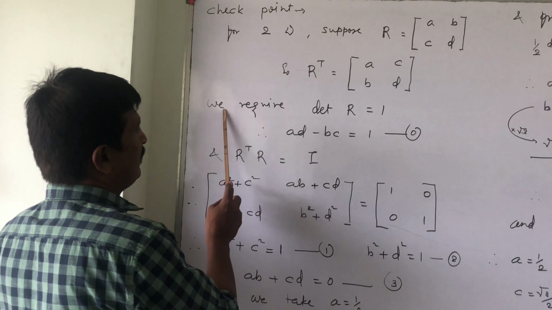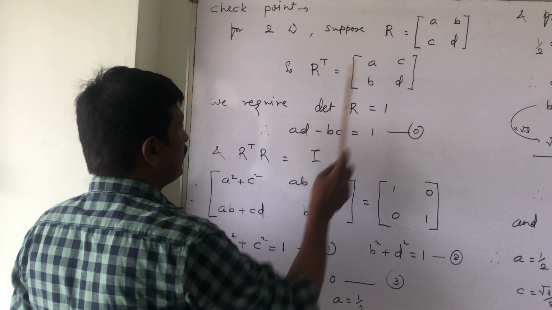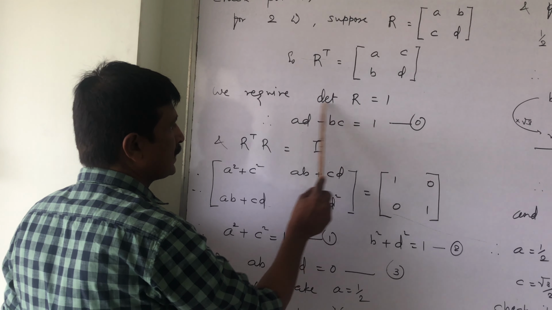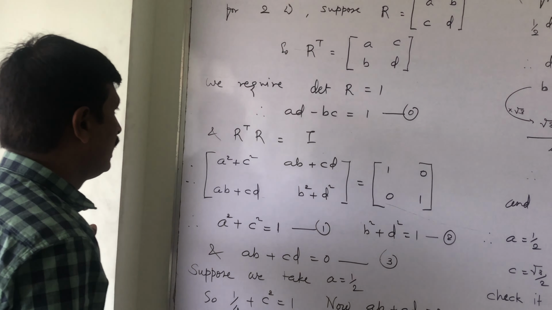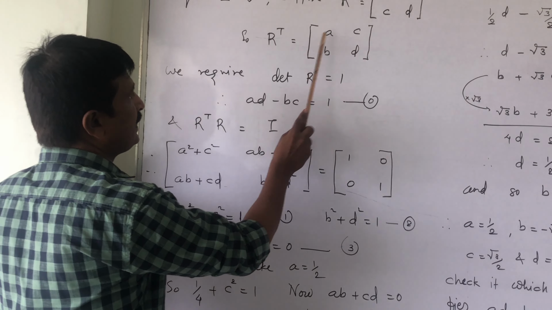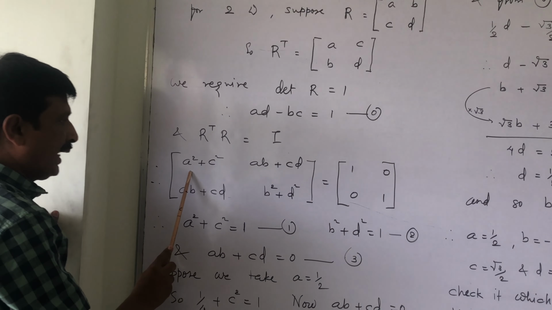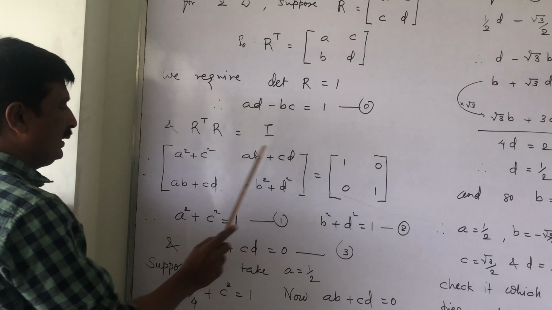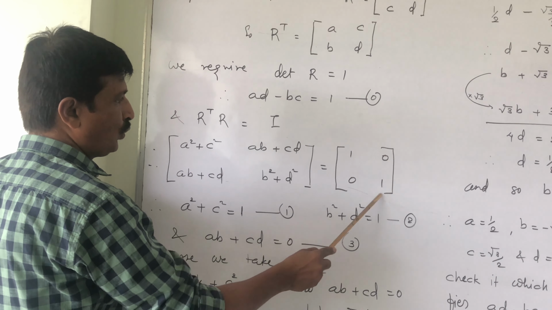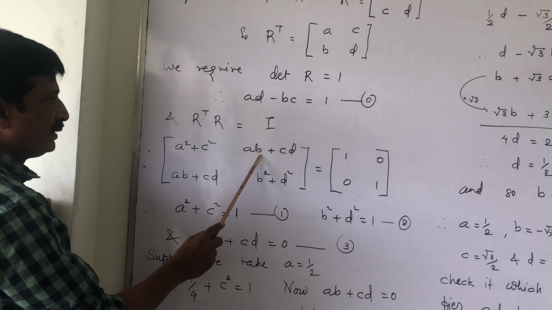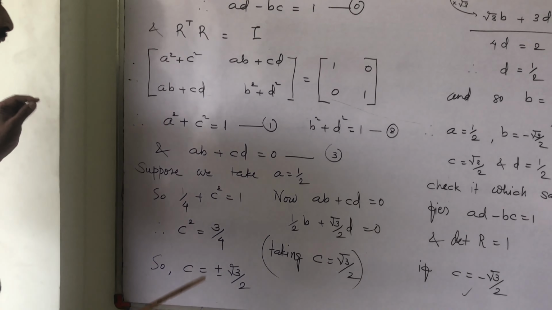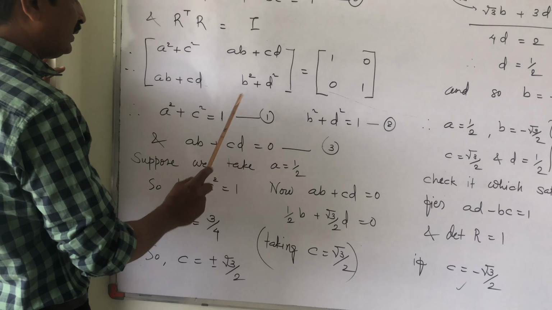We will visualize this. We require determinant R is 1, and what is the determinant? AD minus BC. So we require AD minus BC is 1. This is equation number 0. And transpose of R times R, we require the identity matrix. If we multiply these two, we get A square plus C square, AB plus CD, AB plus CD, B square plus D square, which equals the identity matrix 1, 0, 0, 1. So this one is 1, this one is 0, this one is 1.